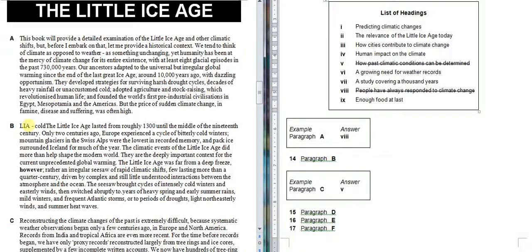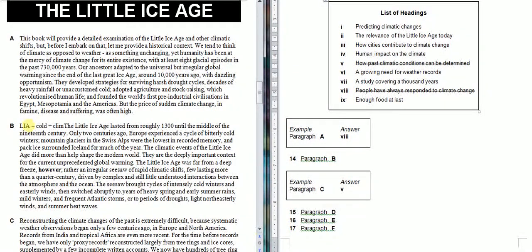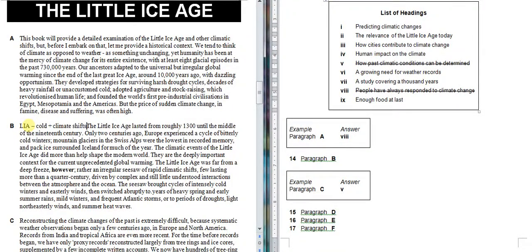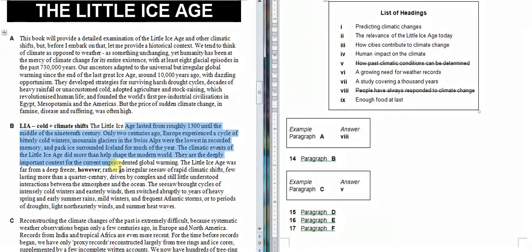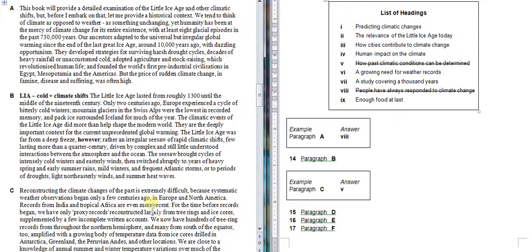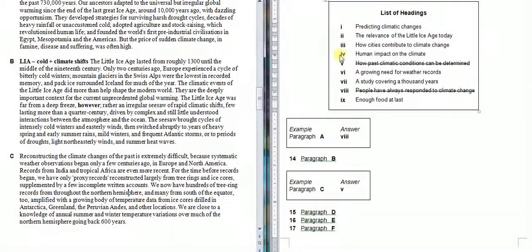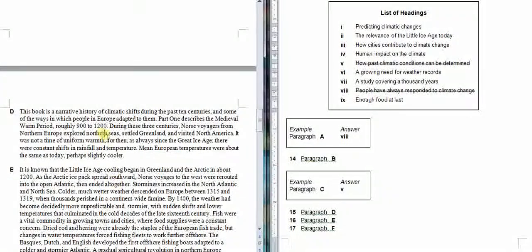Cold plus climate shifts. Yeah, I think that pretty much sums it up here. Super cold. Okay, and then all these climate shifts. Okay, cold winters, heavy spring. Okay, climate changes. And we're going to see, we know already, is how past climatic conditions can be determined. Okay, but we need to move on to D.